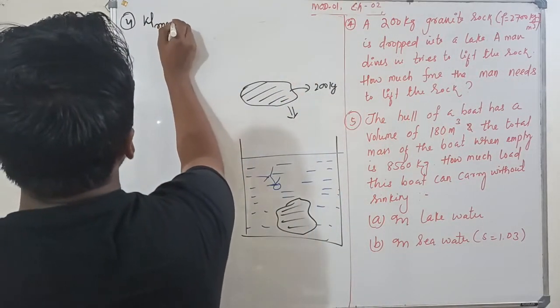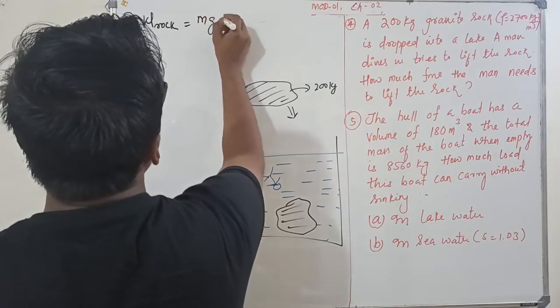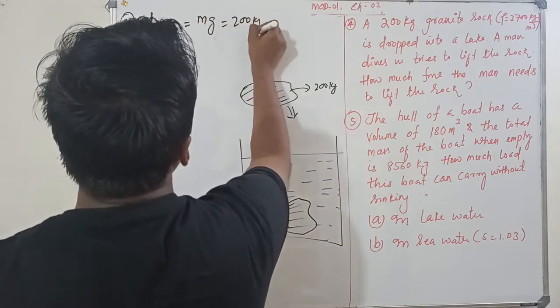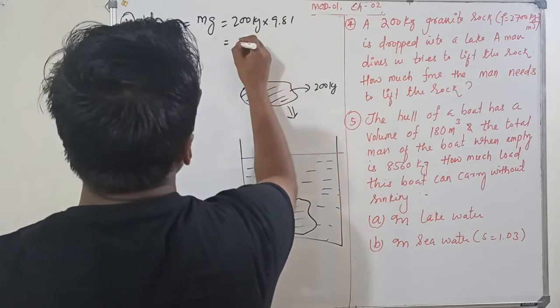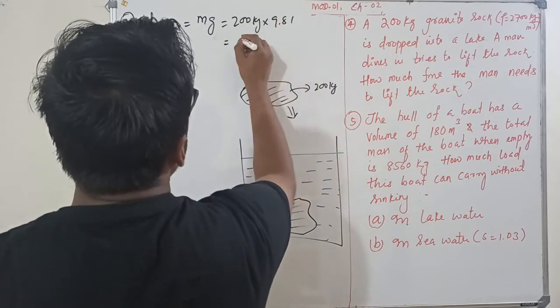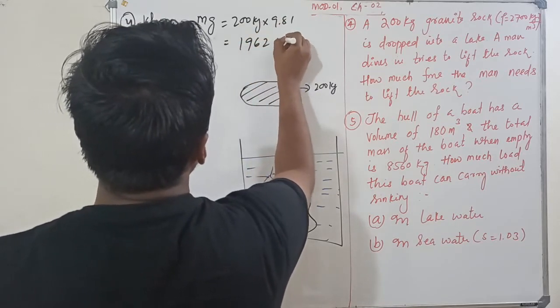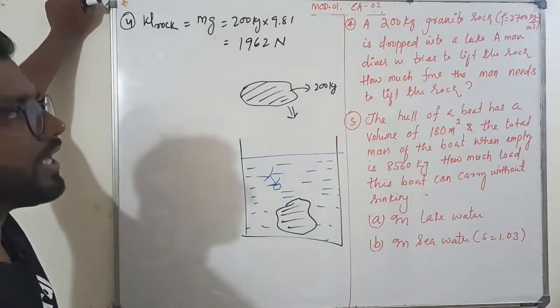Weight of the rock. Sir, weight equals mass into gravity. Mass is 200 kg. Acceleration due to gravity is 9.81 meter per second square. How much did you get? 1962 Newton. This is the weight of the rock in air.